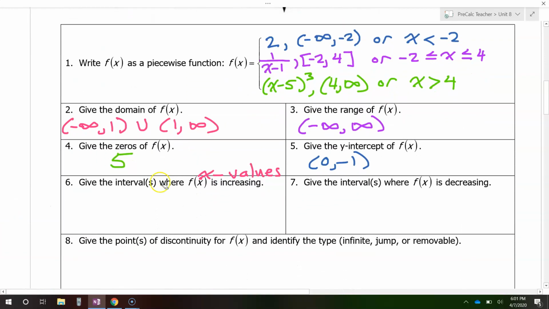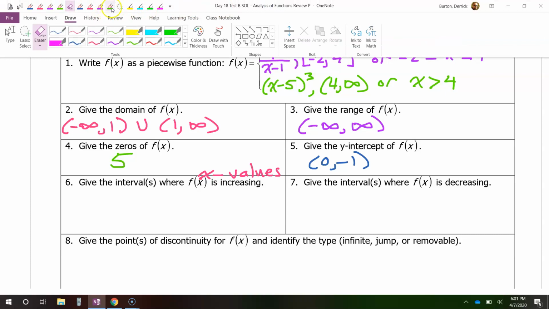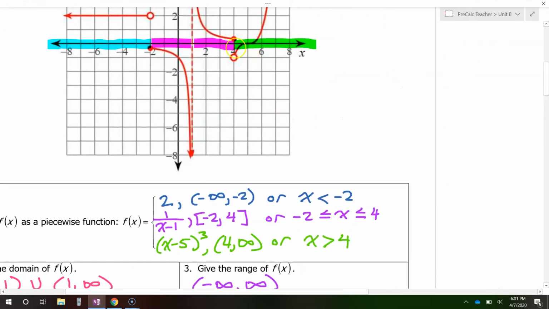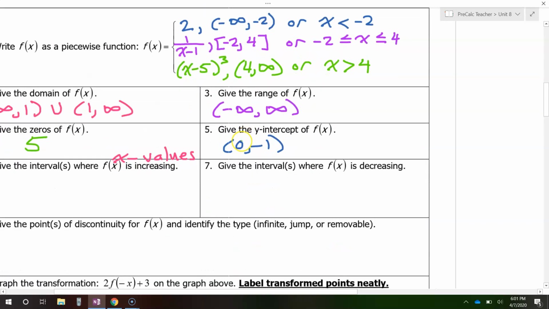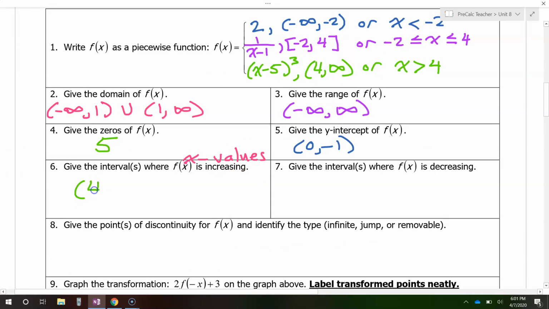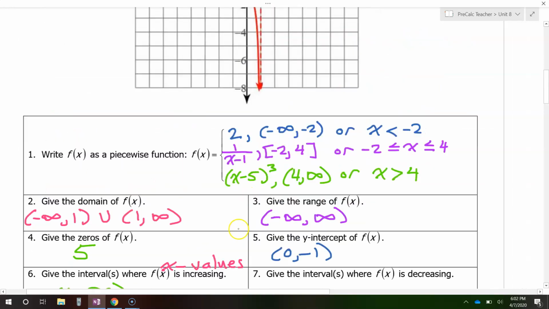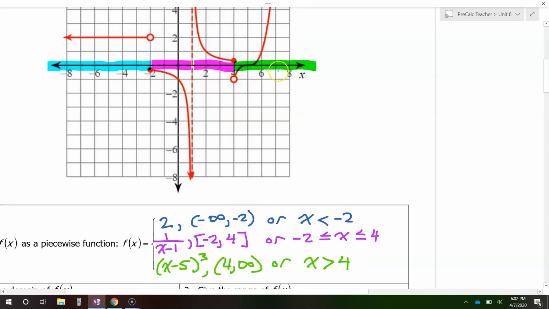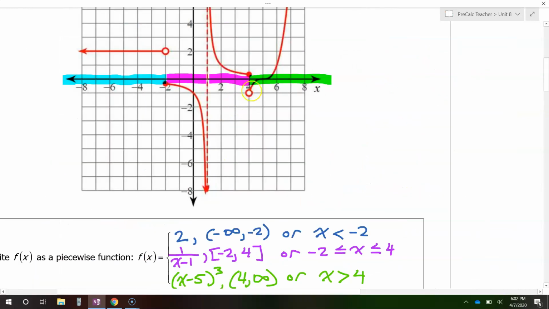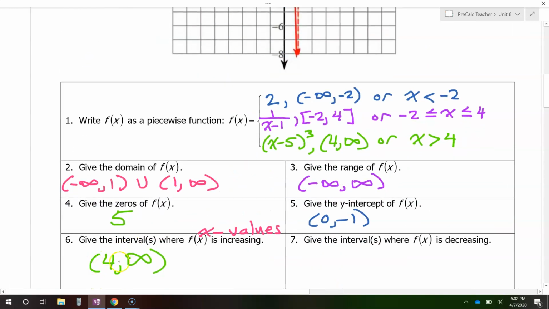Okay, so first, problem number six is increasing intervals. We only have one of those. Our increasing interval is from 4 to infinity. So we're going to put 4 to infinity for the increasing interval. You always use parentheses for increasing and decreasing intervals. The endpoints themselves are not included. It doesn't matter whether they're open circles or closed circles. Just don't use any square brackets when you're doing increasing and decreasing intervals.